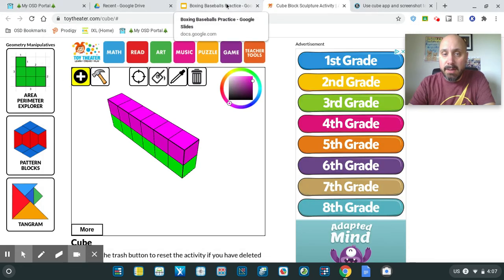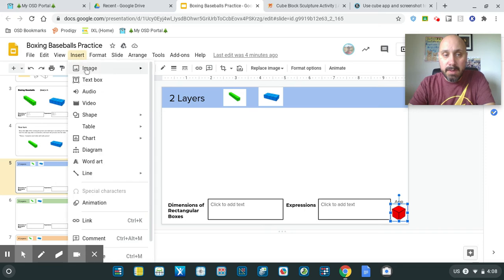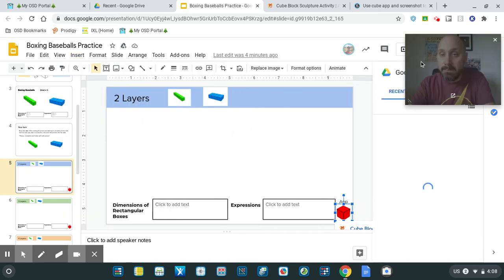So I have my screenshot. Now I need to insert here for the 2 layers. So all I want to do is insert image. I can upload from my computer, I can search the web, or I can go to my Google Drive. Let's go to my Google Drive.